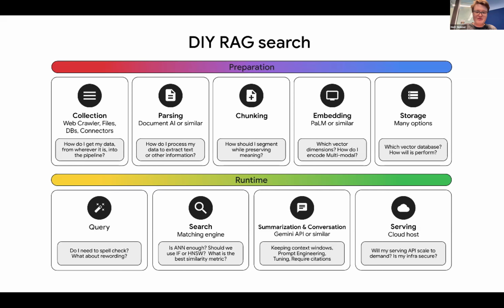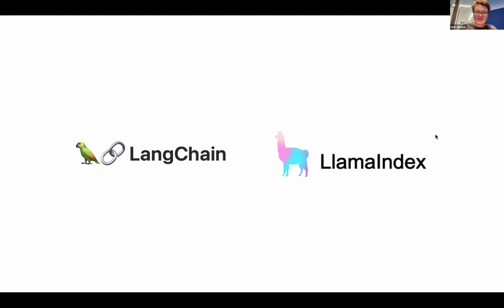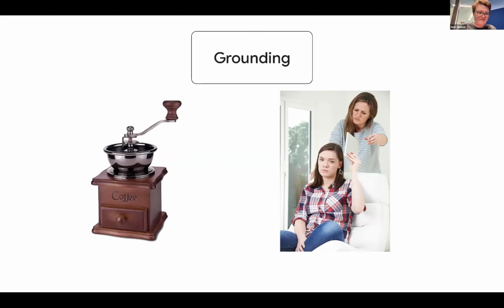Now, there are, of course, popular frameworks like LangChain and LlamaIndex that do a lot of the work for you. They're convenient tools to fit the parts together and swap them out as needed. But sometimes it just makes sense to use a managed service. And so this is how Google Cloud can help. Vertex AI has a feature called grounding, which performs the RAG work behind the scenes.